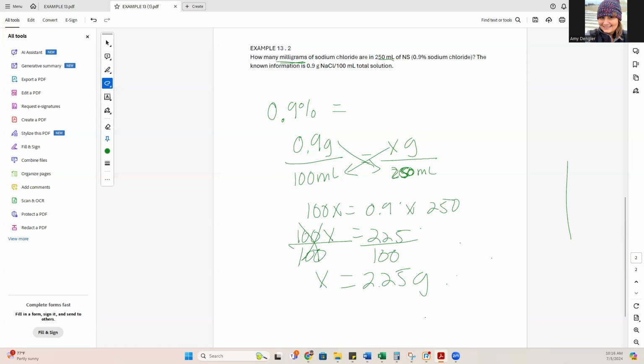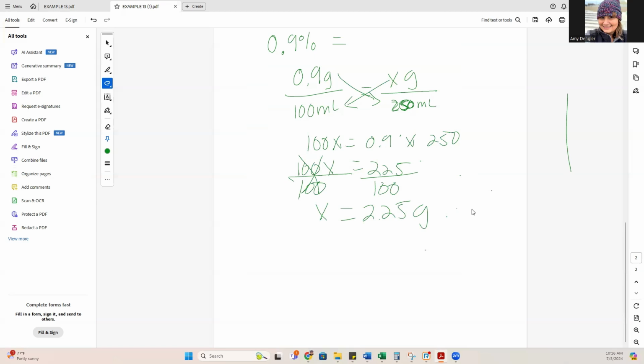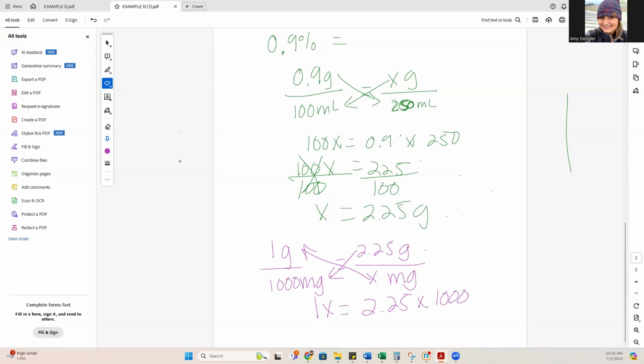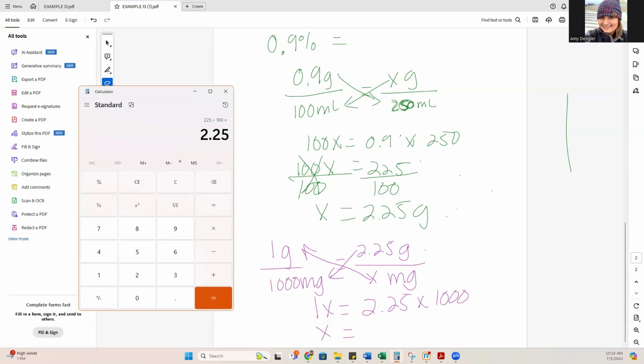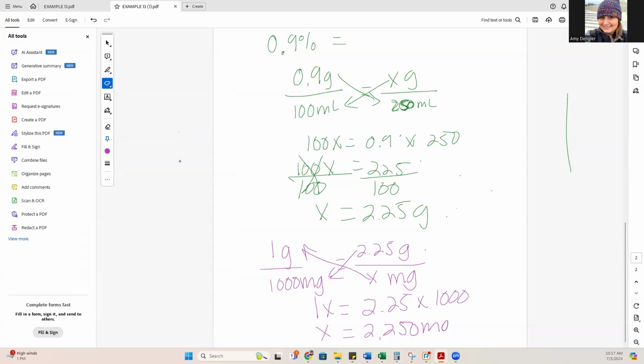Now we need to convert that 2.25 grams to milligrams for our answer. So remember our conversion factor: 1 gram is equal to 1,000 milligrams. We plug in 2.25 grams is x milligrams. So we have 1x is equal to 2.25 times 1,000. 1x is just x, and then we do the multiplication on our calculator: 2.25 times 1,000 gives us 2,250 milligrams.